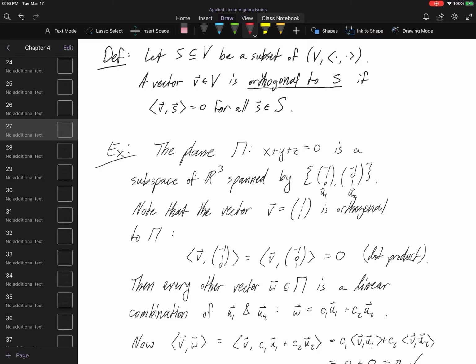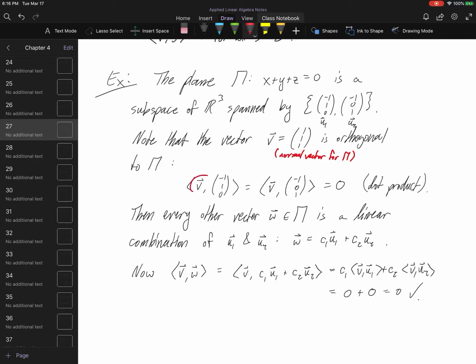Okay, so what we want to do with this is note that the vector v, which is (1, 1, 1), I picked that up off the coefficients on the x, y, and z terms, is going to be orthogonal to Pi here. And this is the idea: this is the normal, or a normal vector, for the plane Pi.